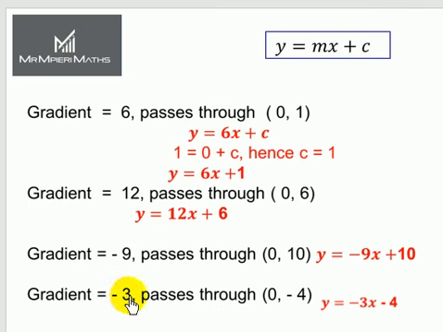Finally, gradient is minus 3, and it passes through 0, minus 4. So y equals minus 3x, because that's the gradient, and it passes through minus 4, so c is minus 4. The sign here is very important. So the equation now is y equals minus 3x minus 4.